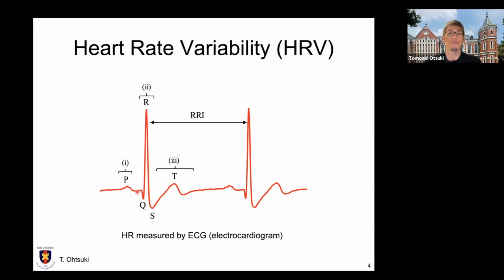This is a waveform of the heart rate measured by ECG, electrocardiogram. As shown in this figure, there are several peaks like P, Q, R, S, T, and the interval between the adjacent R, the largest peak, is named the RRI. From the variation of this RRI, we can estimate the stress condition of the person.